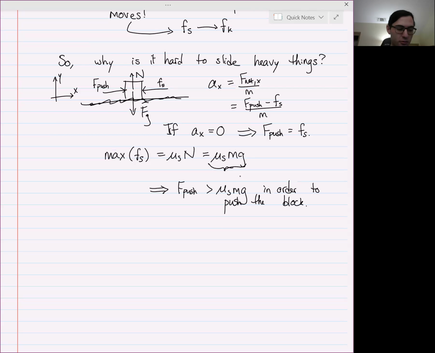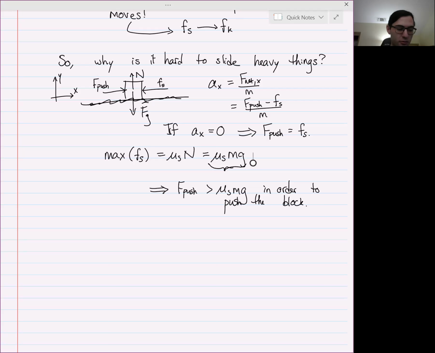This is why, if you have a 2 kilogram block versus a 50 kilogram block on the same surface, it'll be a lot easier to push the 2 kilogram block to get it moving than to push the 50 kilogram block. Also, this explains why it's so easy to push a heavy thing on a very slippery surface, because if mu sub s is small, then it doesn't matter how heavy the thing is, you can just push it easily, because the important part is the product of the coefficient of static friction and the mass that matters.